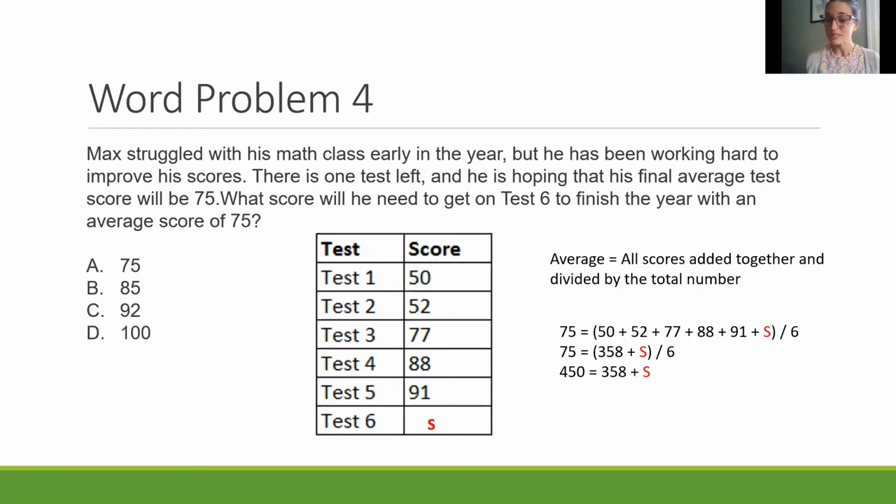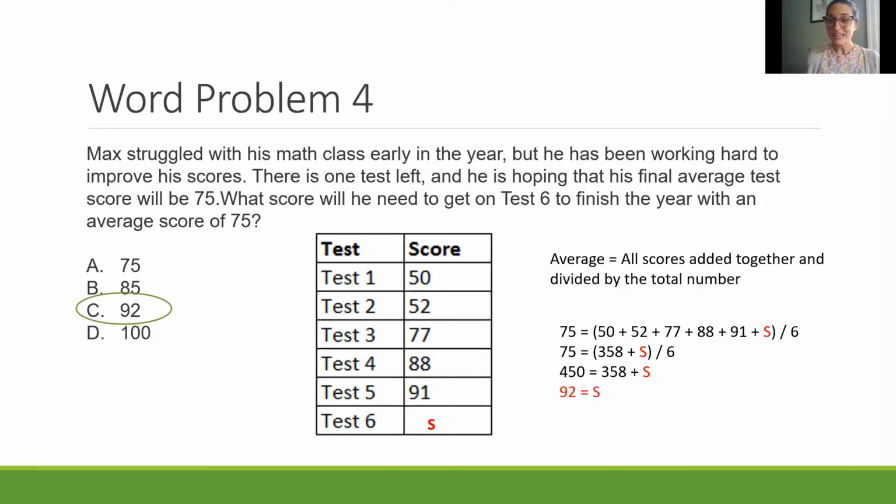75 times 6, which is 450. So now my equation says 450 equals 358 plus S. Now, I still need to get that S by itself. So to get rid of that 358 and make sure S is all on its own, I'm going to do the opposite. Right now it's being added together, so we're going to subtract 358. So if I do that, I end up with 92 equals S.